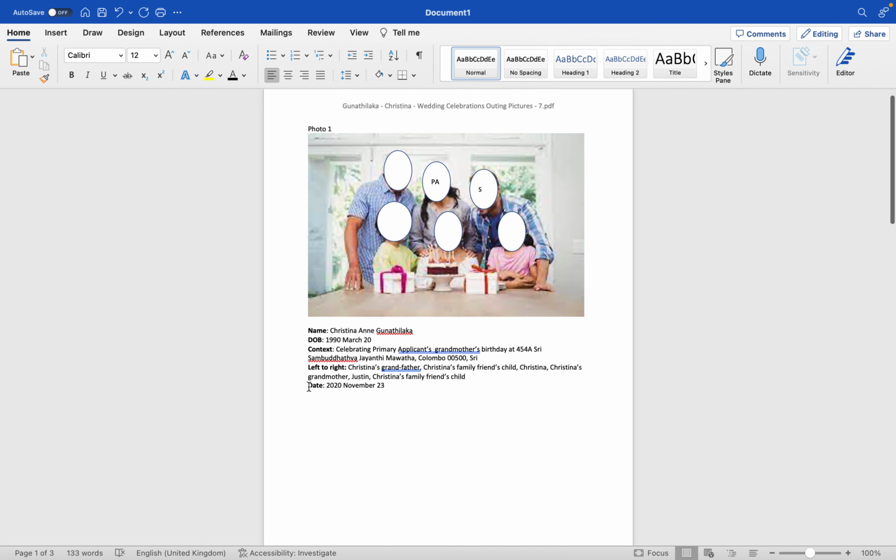Okay, and you put the date where it was celebrated, 2020 November 23rd. So now whoever looks at this picture knows who these people are. Our objective is to prove that this is a genuine relationship. The more outsiders know about this relationship, the more valid it becomes. That's what we're trying to prove.